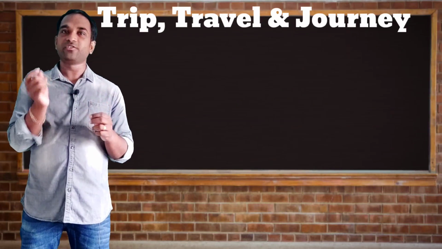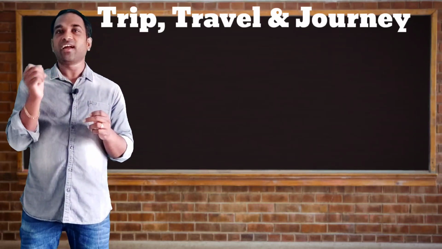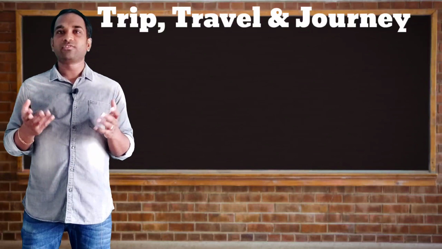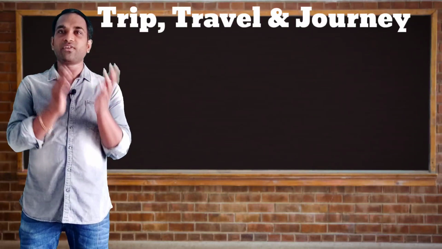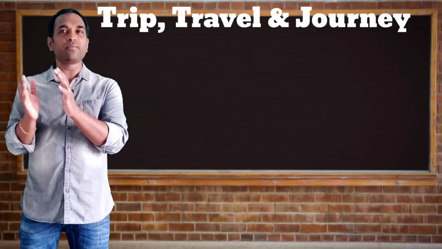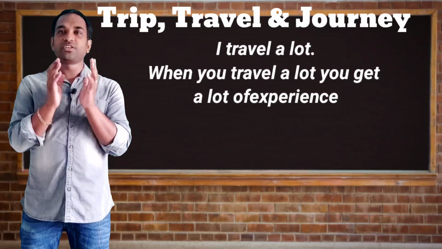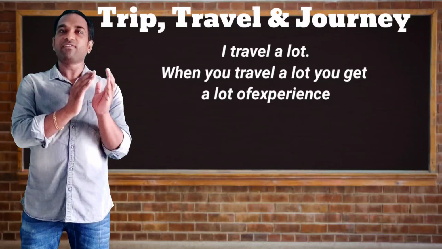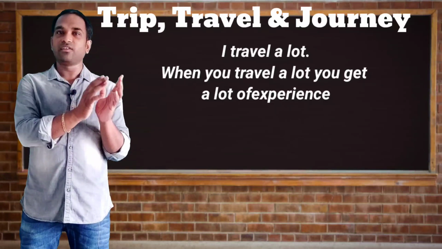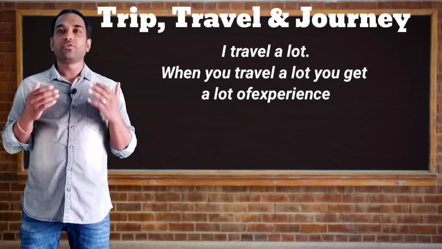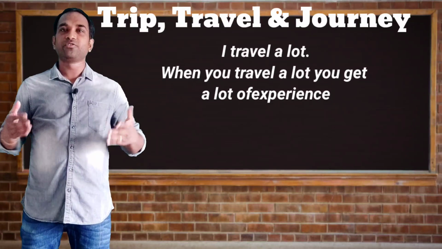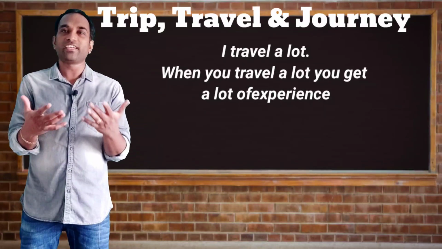A trip. A is used before trip. A is an article, trip is a noun. Try to understand this difference. In the first sentence, traveling is used as a verb, and in the second sentence, it is used as a noun. Trip is used as a noun. I travel a lot. When you travel a lot, you get a lot of experience.